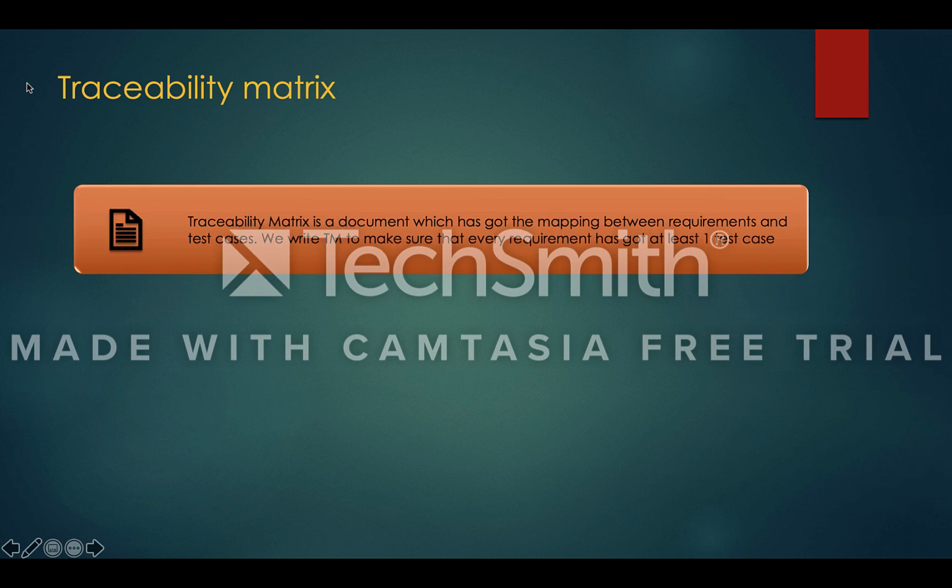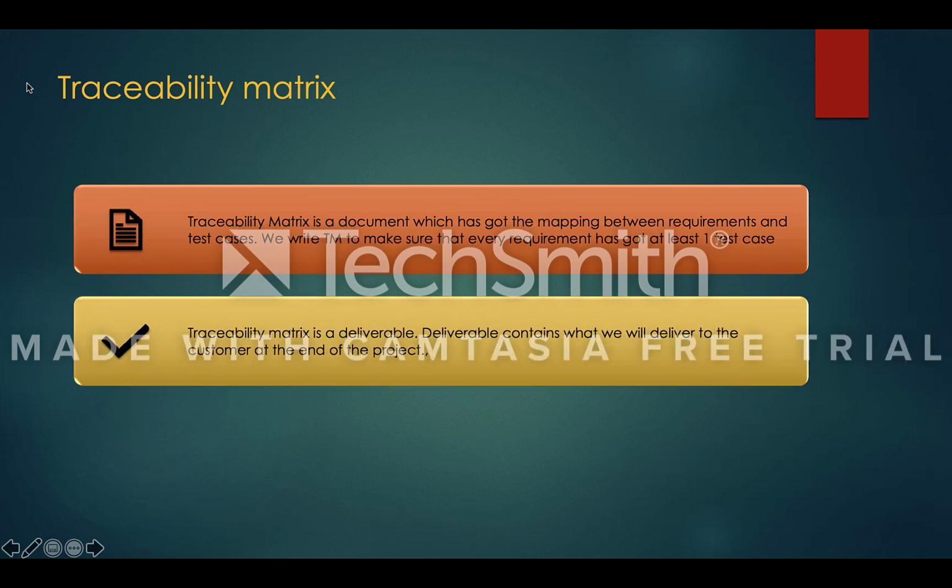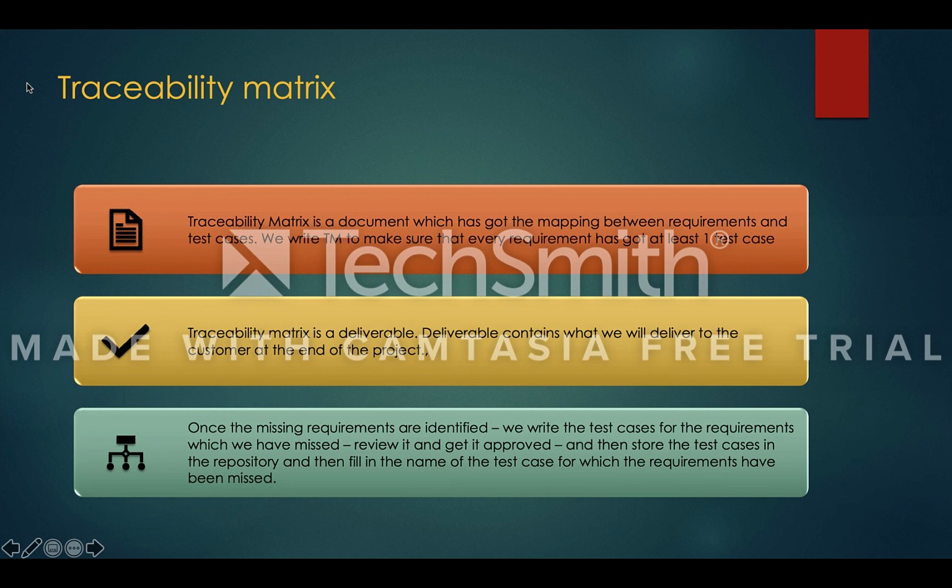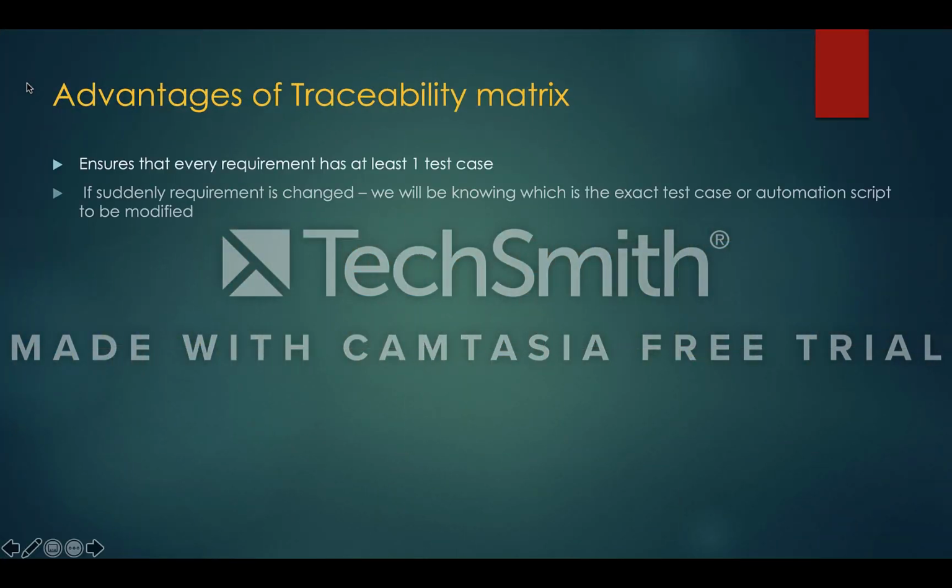Next, we have a traceability matrix. So a traceability matrix is a document which has the mapping between the requirements and the test cases. So we write the traceability matrix to make sure that every requirement has at least one test case, and we check whether the deliverables contain the customer requirements, and we check if it has satisfied the project requirements. We check even for the missing requirements, and we identify them, develop them, and make sure that we deliver the complete product to our team.